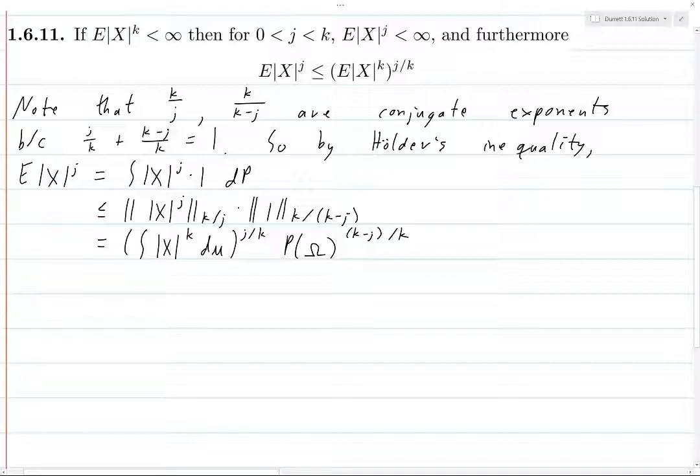Alright, so now what's this thing here? The thing on the left is just the expected value of x to the k to the power of j over k. And the thing on the right, well, this is a random variable, so its domain is such that the measure of the domain is 1. So the measure of omega is just 1, so it's 1 to a power, which again is 1. So this is all we have. And this we know is finite.